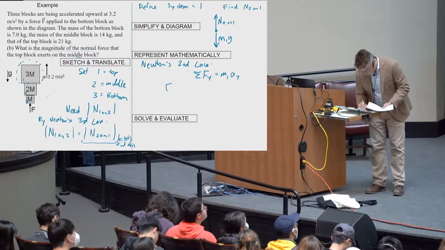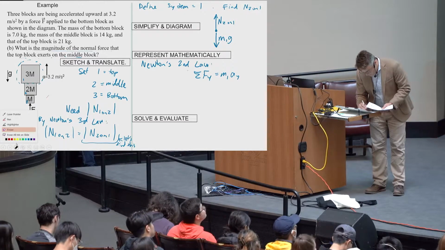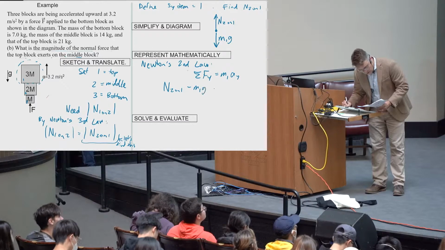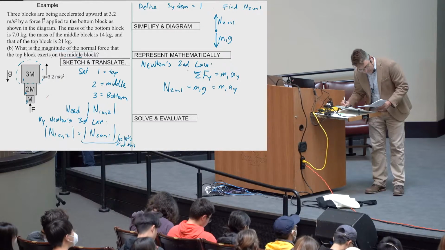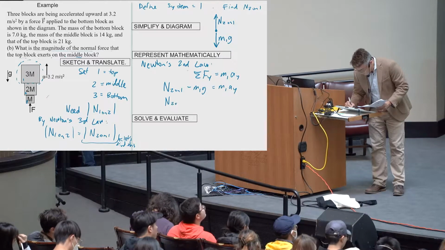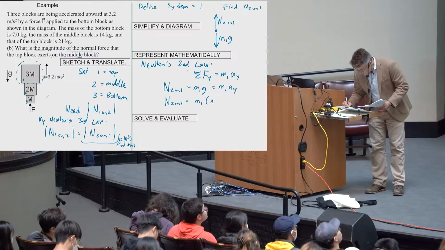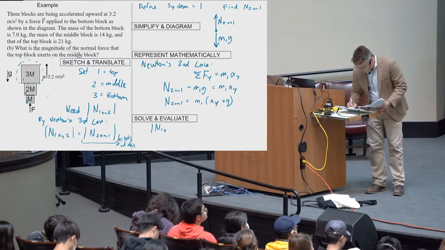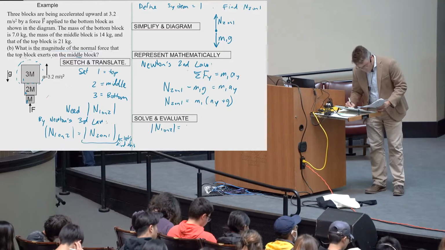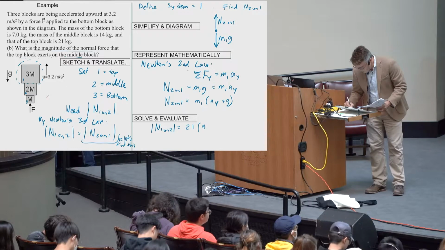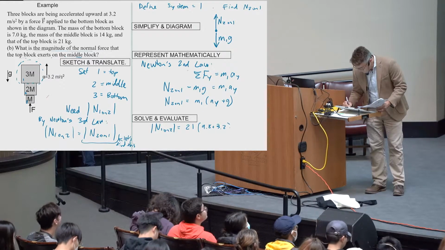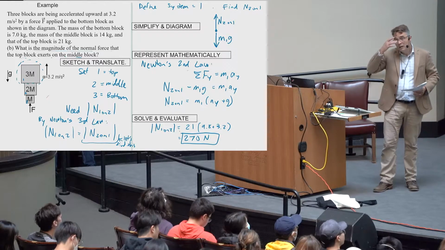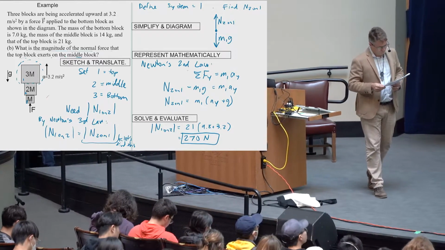That's going to be the normal force, the upward one, of 2 on 1 minus m1 times g is equal to m1 times a sub y. And so n of 2 on 1 is equal to m1 times (a_y plus g). And this is going to be equal to the same magnitude as n of 1 on 2 by Newton's third law. So the top block was 21 kilograms times 9.8 plus 3.2. I got 270 newtons. Sound good?